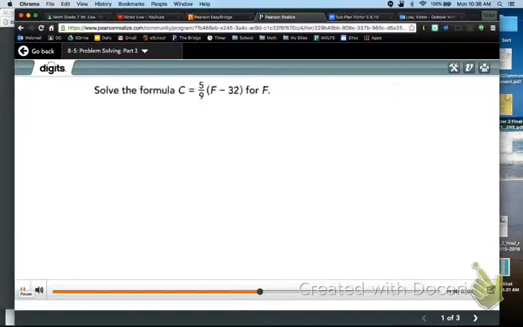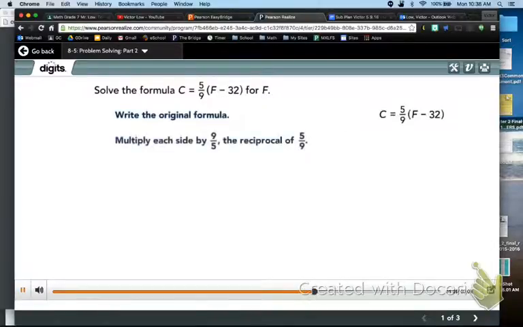Solve the formula C equals 5/9 times the quantity F minus 32 for F. We say plug and chug. To solve for the variable F, use the steps you already know from solving 1- and 2-step equations. Write the original formula. Multiply each side by 9/5, the reciprocal of 5/9. Simplify. Now we're going to take a quick brief pause to talk about this right here.